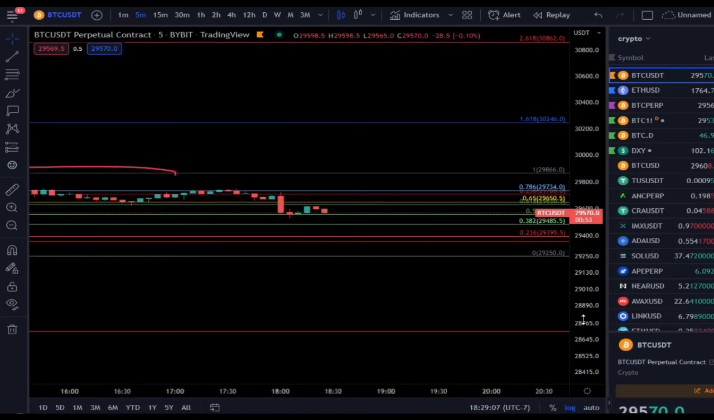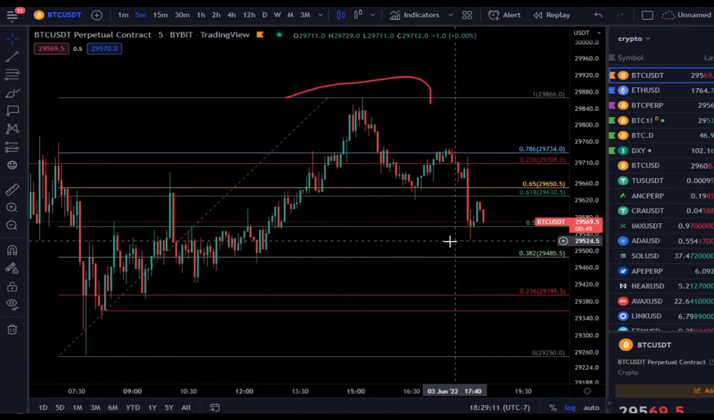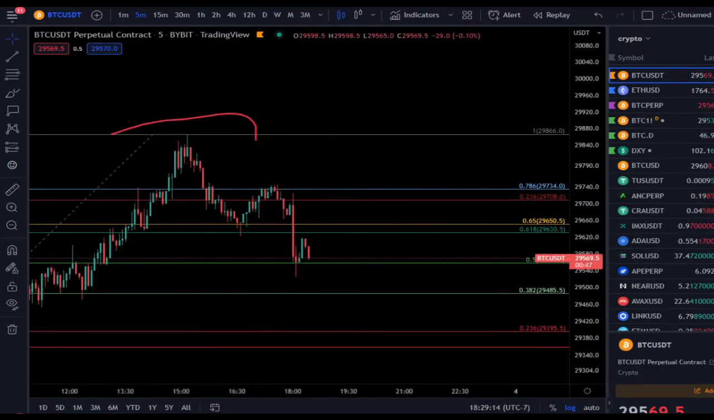Now we're going back to these smaller time frames again. Alrighty, and again, this was just for example. This is not saying, you know, we're taking this trade or anything.